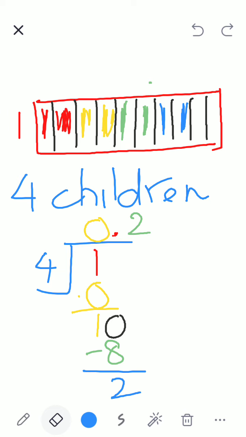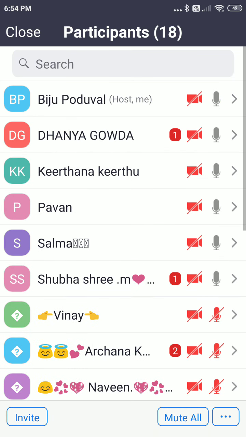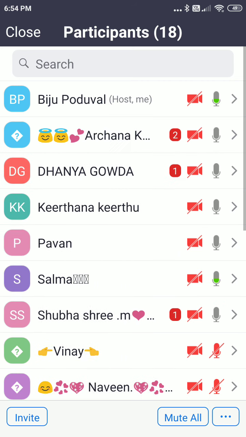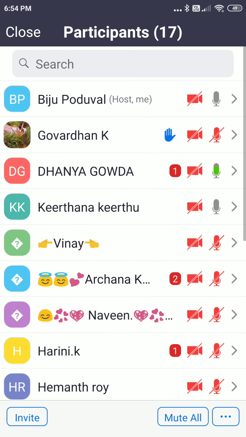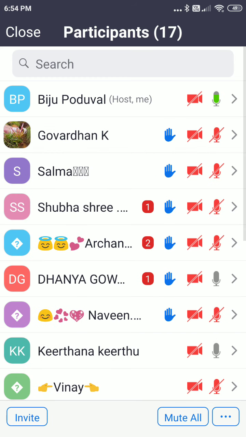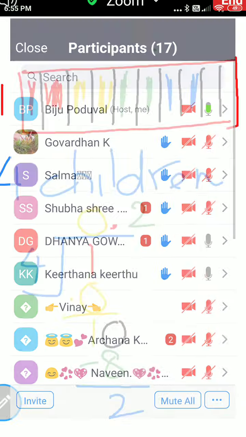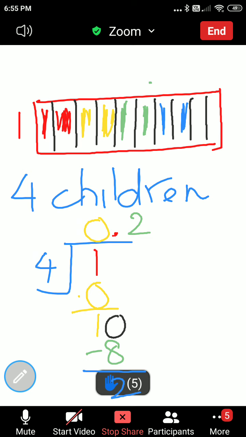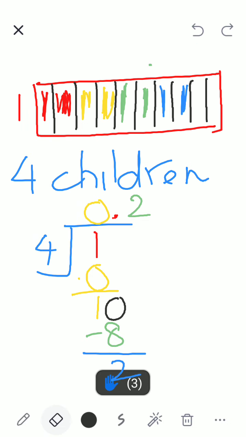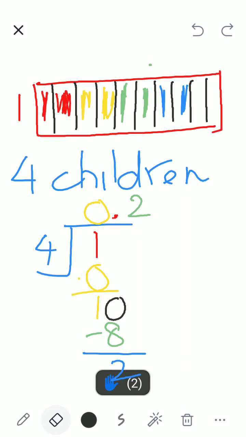Hold on. Yes, who can answer? Raise your hand, children. Govardhanya. No, Archana. Yes. We have to further make equal pieces. So this balance two. Okay, lower your hands, children. Lower your hands, please.